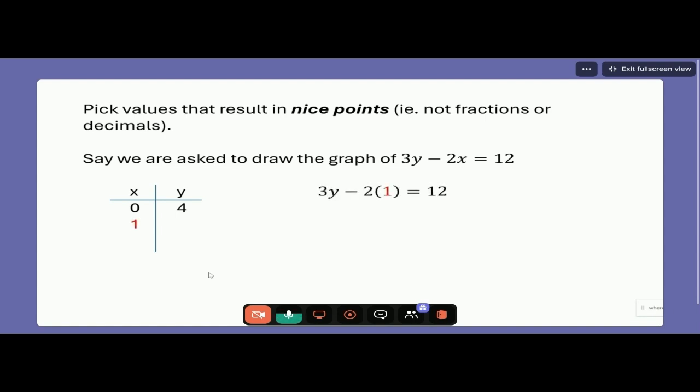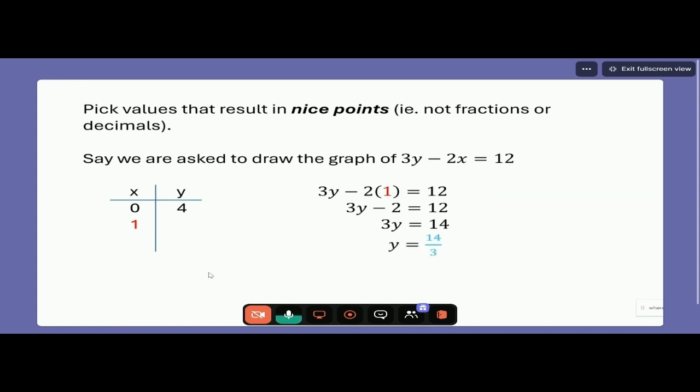Plug in the 1 for x. 2 times 1 is 2. So 3y minus 2 equals 12. We have to add 2 to both sides. 3y equals 14. And I'm breezing through the equation stuff pretty quick because you've all done the equation solving chapter already. We solve this by dividing both sides by 3.